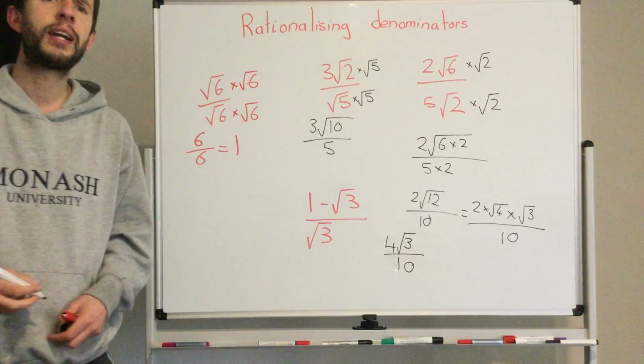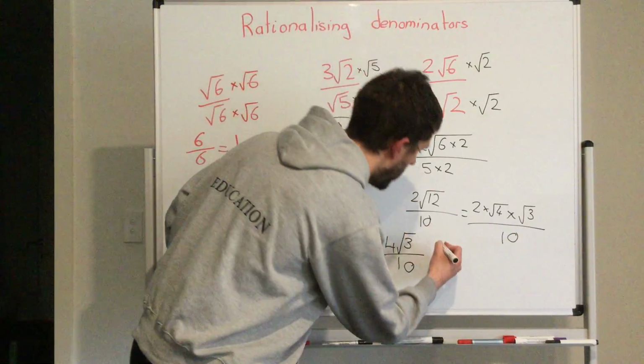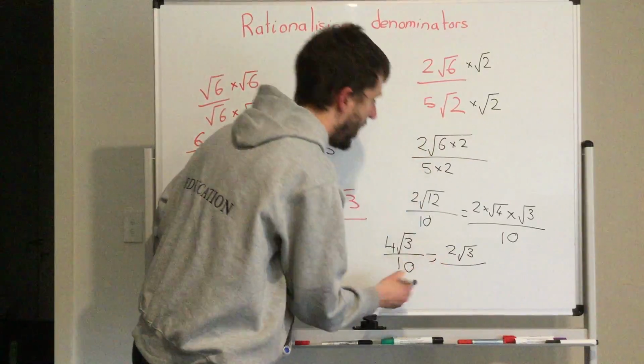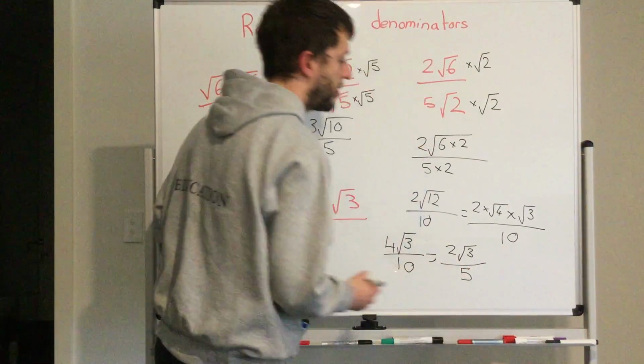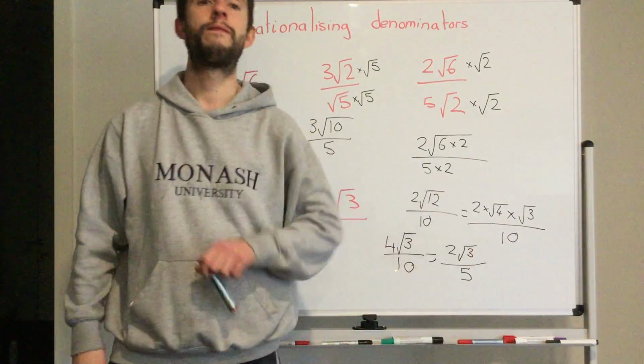2 is a common factor between 4 and 10. 2 goes into 4 2 times. And 2 goes into 10 5 times. And it becomes 2 square root of 3 divided by 5.